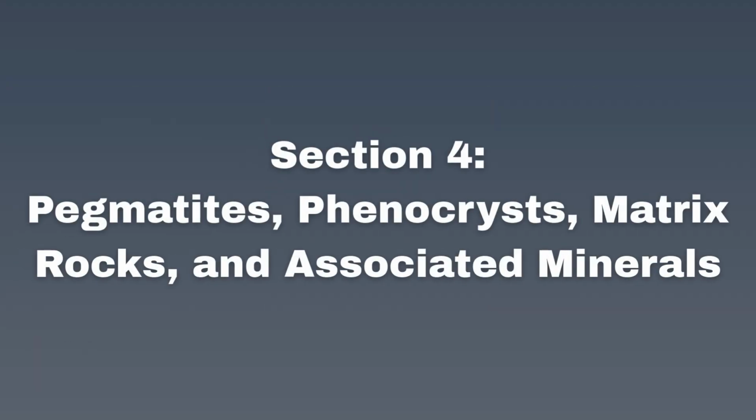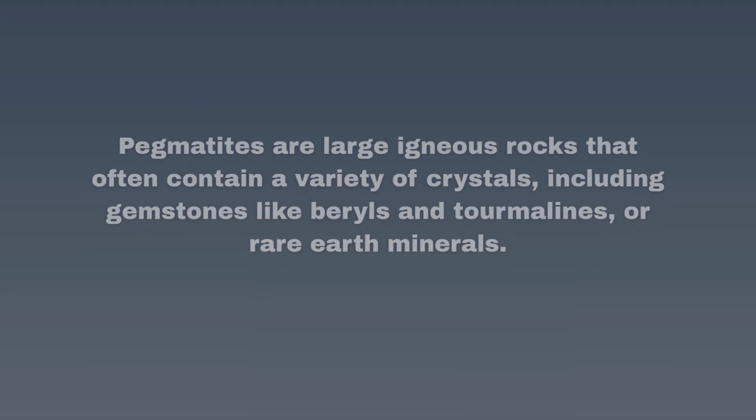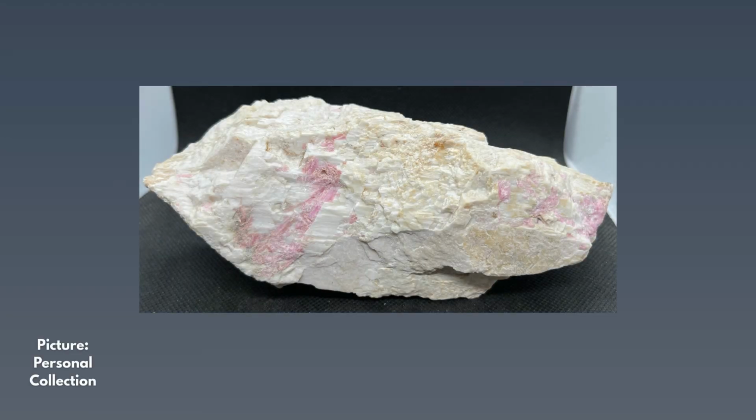Section 4. Pegmatites, Phenocrysts, Matrix rocks, and associated minerals. Pegmatites are large igneous rocks that often contain a variety of crystals, including gemstones like beryls or tourmalines, or rare earth minerals. This is a type of pegmatite that has pink tourmaline in it.